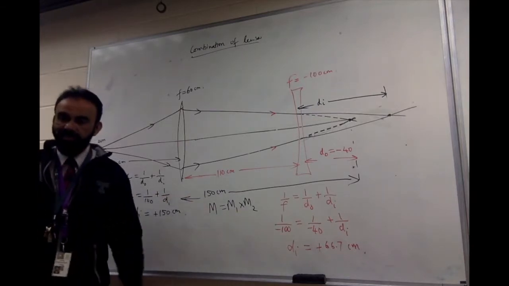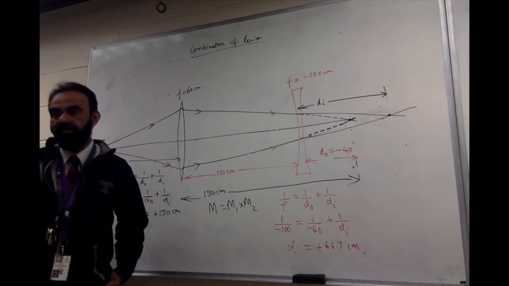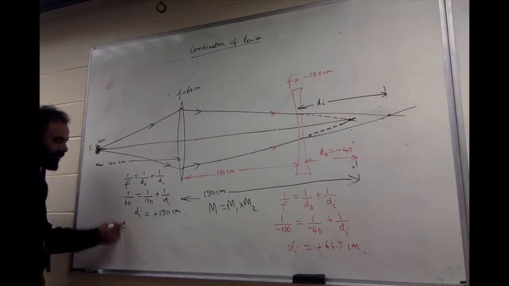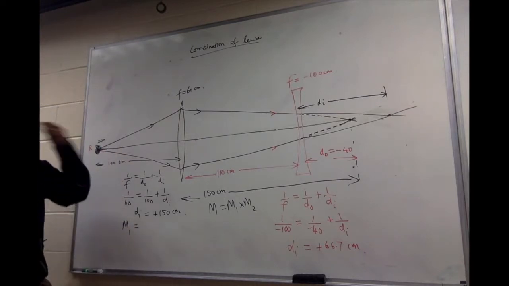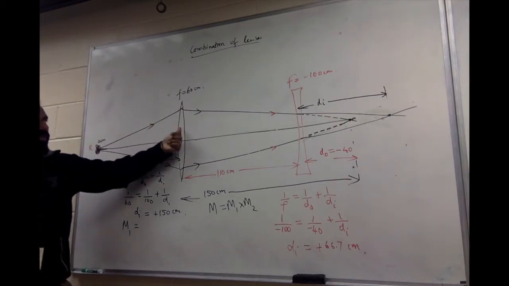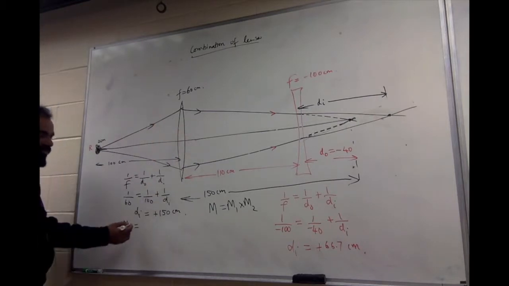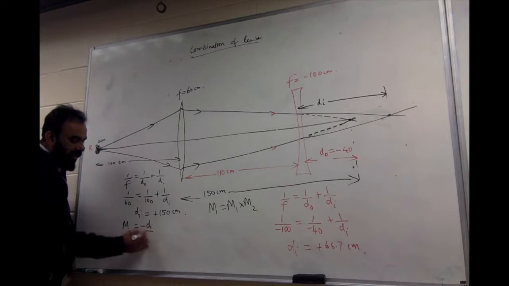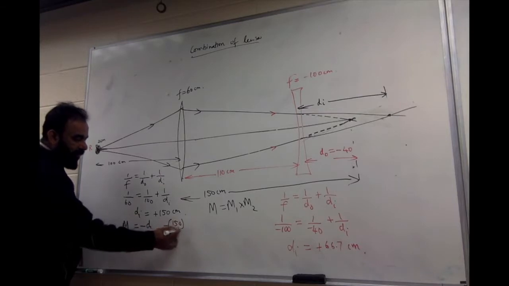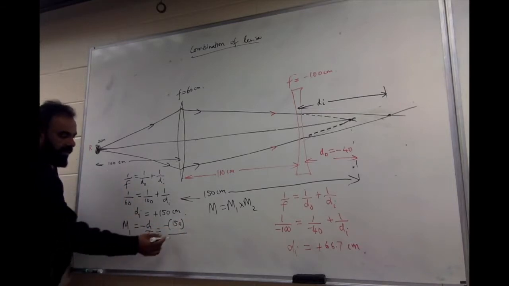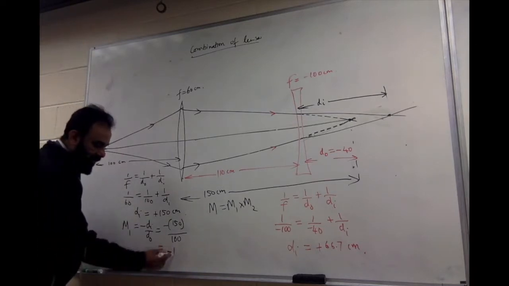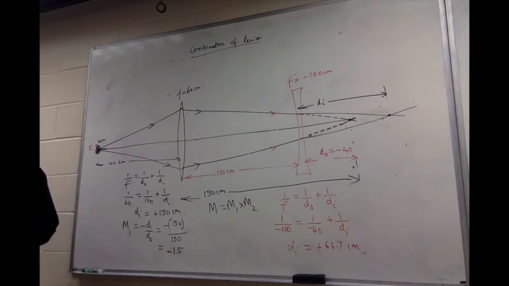The first magnification times the second magnification gives you the overall magnification. So let's find the first magnification, M1. What is the magnification produced by this lens? The formula for magnification is minus di over do. So minus 150 over do, 100. What do you get? Minus 1.5, right? What does the minus sign tell you?